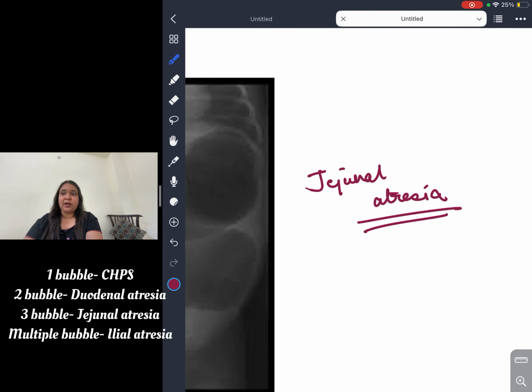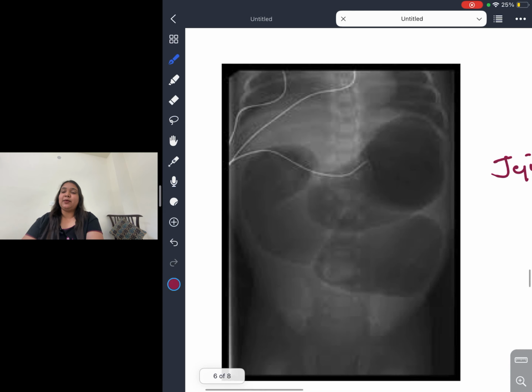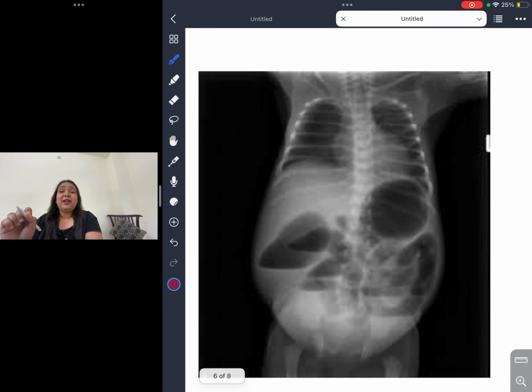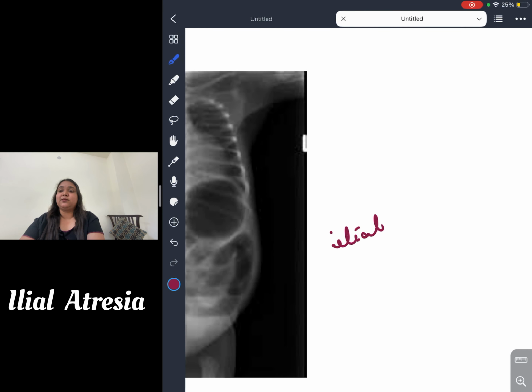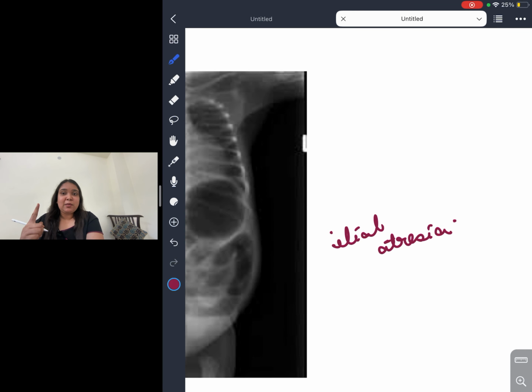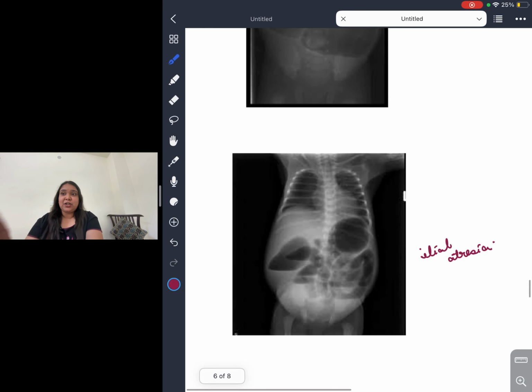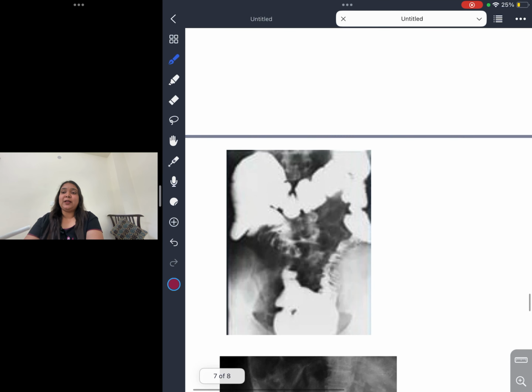Again, one bubble is congenital hypertrophic pyloric stenosis, two bubbles duodenal atresia, three bubbles jejunal atresia. Now if you look at the next image, you can see multiple bubbles. You cannot actually count how many bubbles are present here. If you see multiple bubbles, then it is an image of ileal atresia. So if you have one bubble, congenital hypertrophic pyloric stenosis, two bubbles, duodenal atresia, three bubbles, jejunal atresia, and multiple bubbles, go for ileal atresia. So this was all about your atresias. Now let's go to another image.